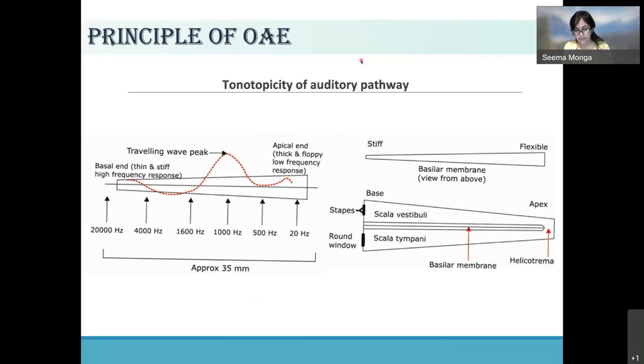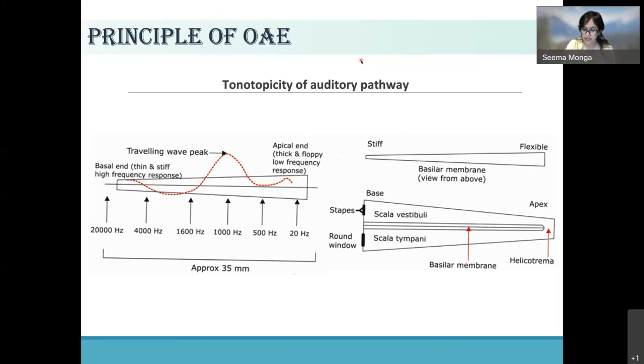Why? Because at the basal end of the cochlea, the basilar membrane is very stiff. It is tight, thin and stiff, while at the apex it is wide and floppy. So at the basal end, the basilar membrane of the cochlea responds to high frequency, while at the apex it responds to low frequency. So this is called tonotopicity. Different regions of the basilar membrane respond differently to different frequencies. This is the tonotopicity of the auditory pathway, and it holds true for the entire auditory pathway.